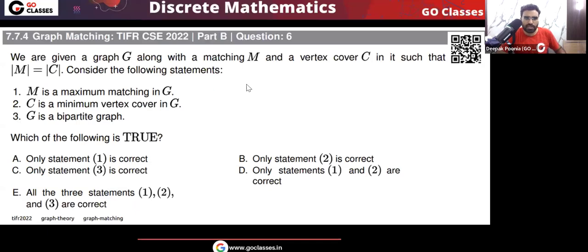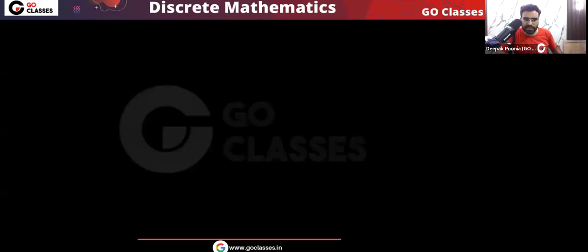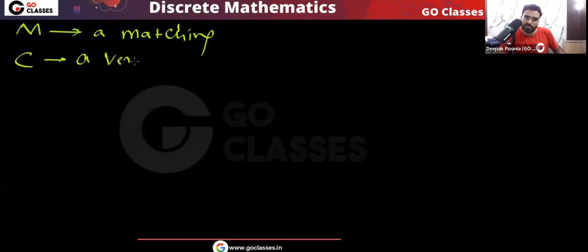Okay. So let's solve this question. In this question they are saying that M is a matching. M is some matching. We don't know if it is maximum matching or not, but M is a matching. And C is a vertex cover.